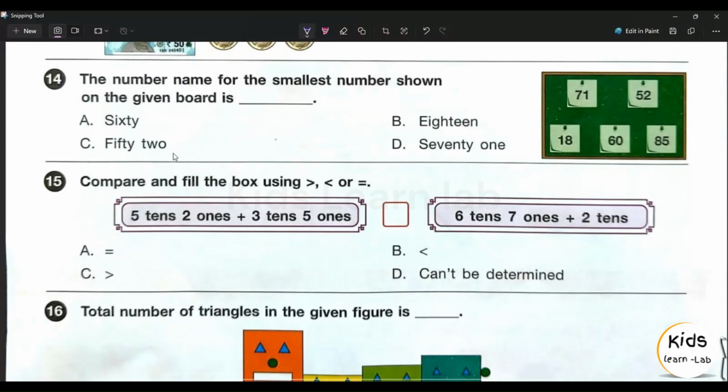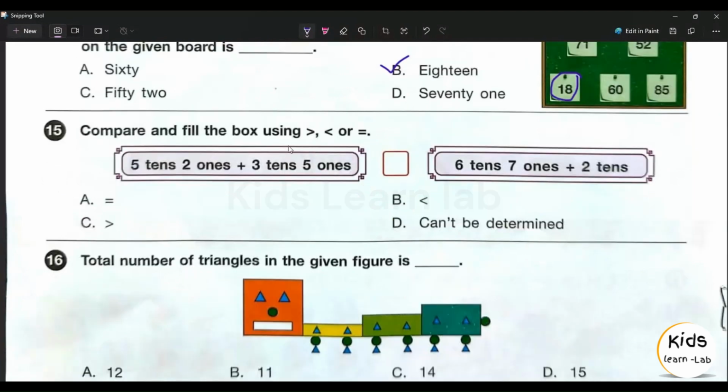14th question, the number name for the smallest number shown on the given board is dash. Smallest number here is 18. So number name is EIGHTEEN, 18. Option B is the right answer.